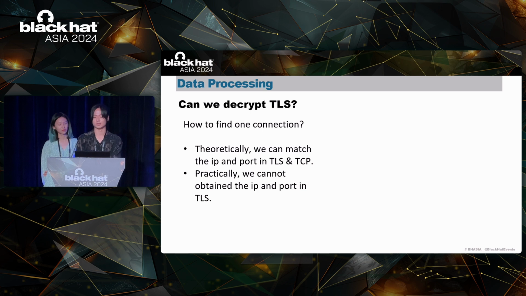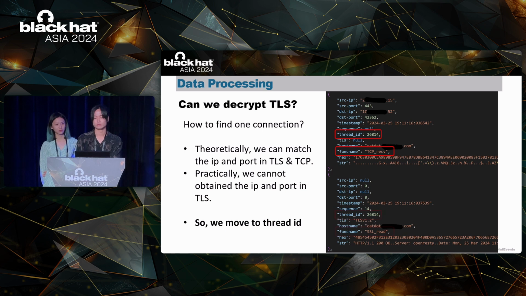And if there is another thing that could connect the TCP and TLS data, should we suppose that the TCP layer will invoke OpenSSL in the same thread? Let's move to thread ID and run an experiment. As you can see from the result on the right, the thread ID does divide the TCP connections into connection segments.